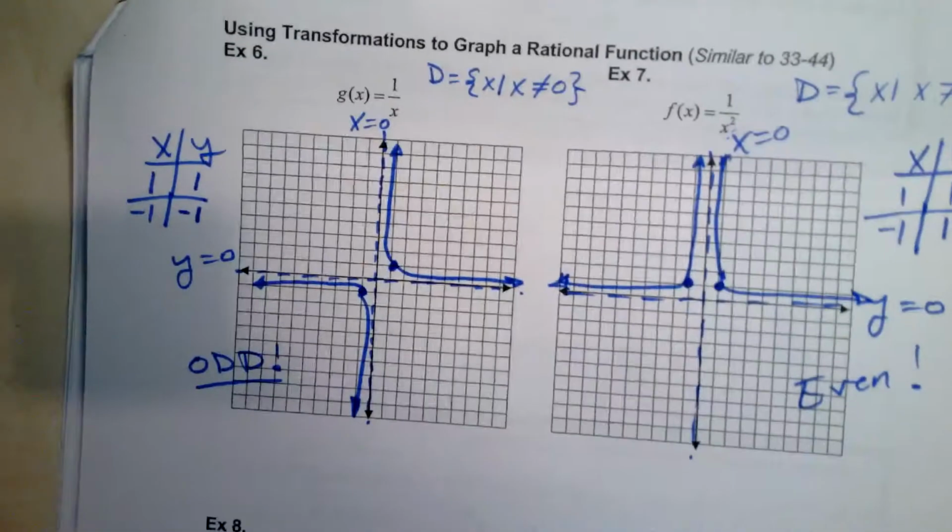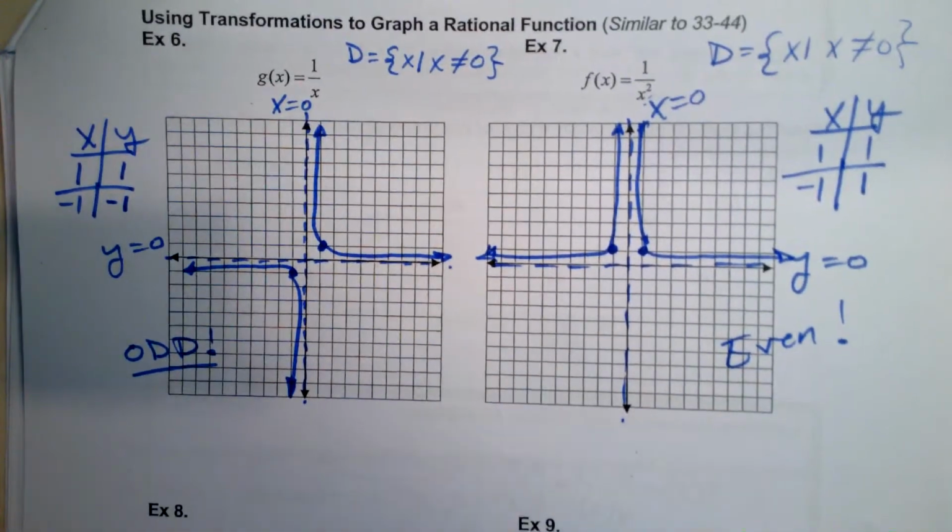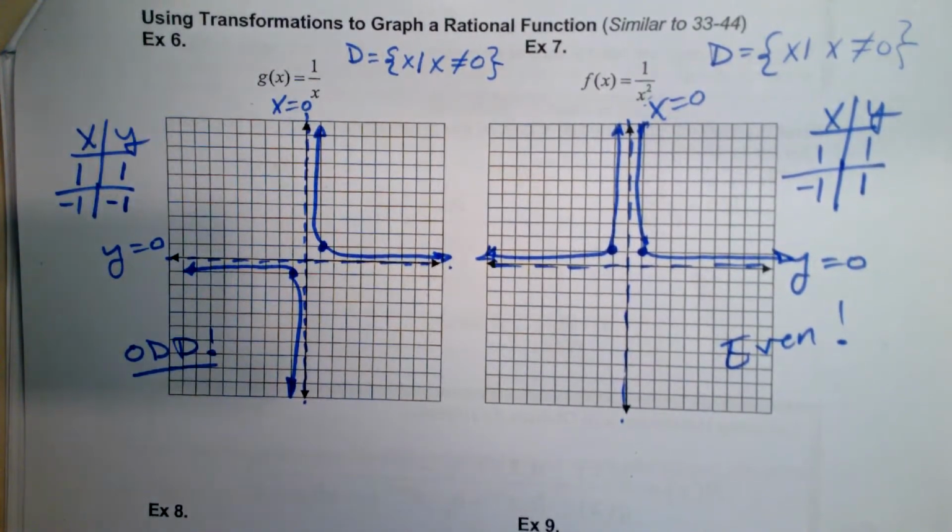So let's go ahead and get started from where we were yesterday. I believe we graphed problem 6 and 7. We graphed 1 over x and we graphed 1 over x squared. Is that right, guys? Can you give me a thumbs up if that's what we did? That was a thumbs up.